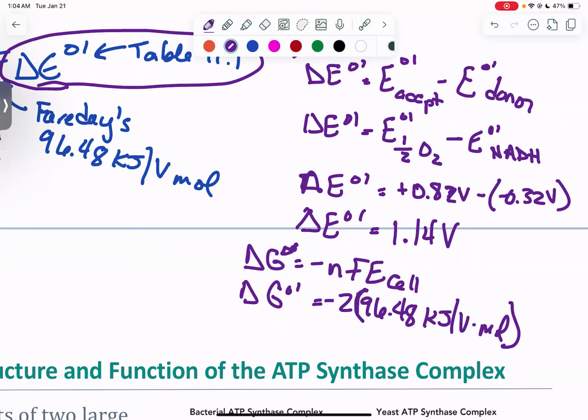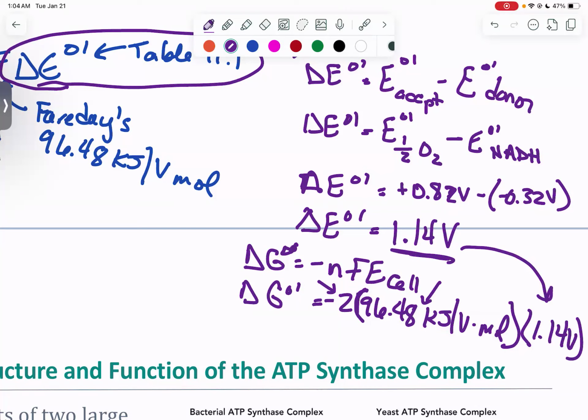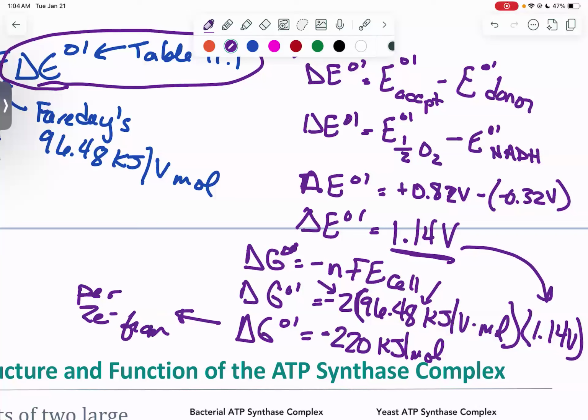Wow, it's -2. Why did I do that? -2 is our number of electrons. 96.48 is our Faraday's constant. And then E of the cell, we're going to get from right here, and we're going to plug it in, 1.14 volts. So if we do the math on this, delta G naught prime gives us negative 220 kilojoules per mole. That's theoretical. It's theoretical, but this is the amount of free energy we have per 2 electrons from one NADH.